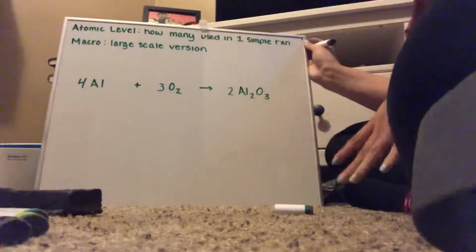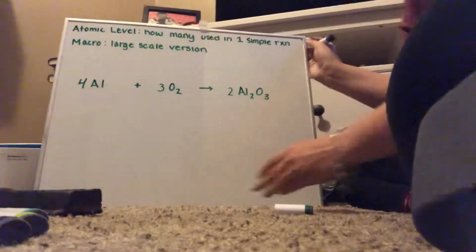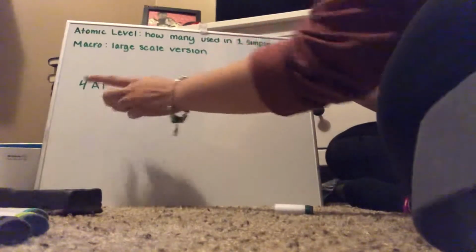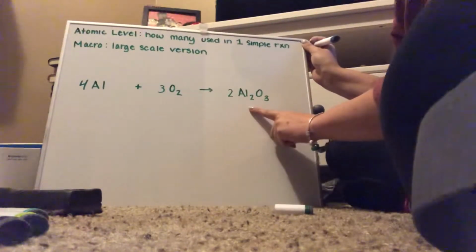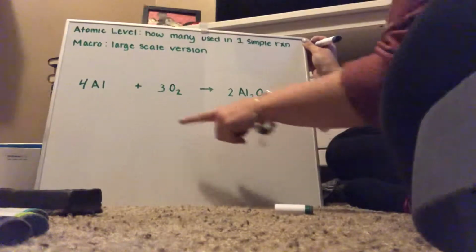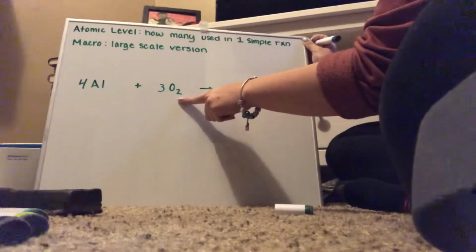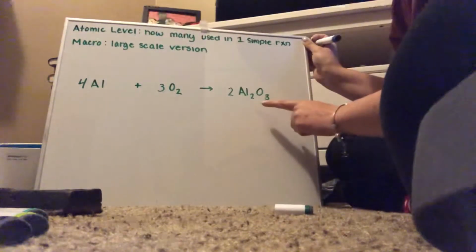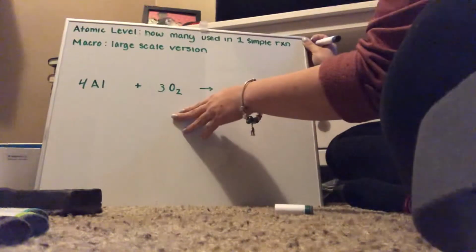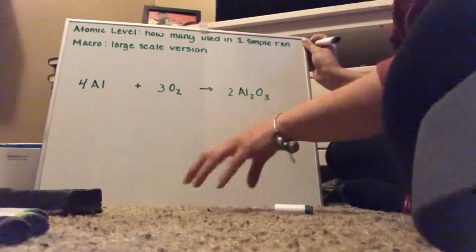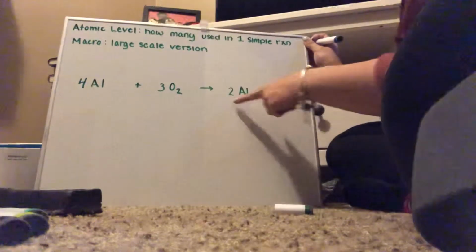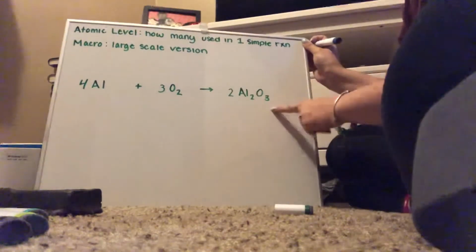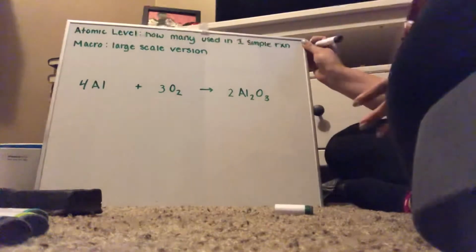Now we double check and make sure all of our numbers are right. We have 4 Als on this side and 4 Als on this side. Good. And then we have 3 O2s on this side, or 6 oxygens on this side, because you break it down into the element. And we've got 2 times 3, 6 oxygens on this side. So our equation's balanced.